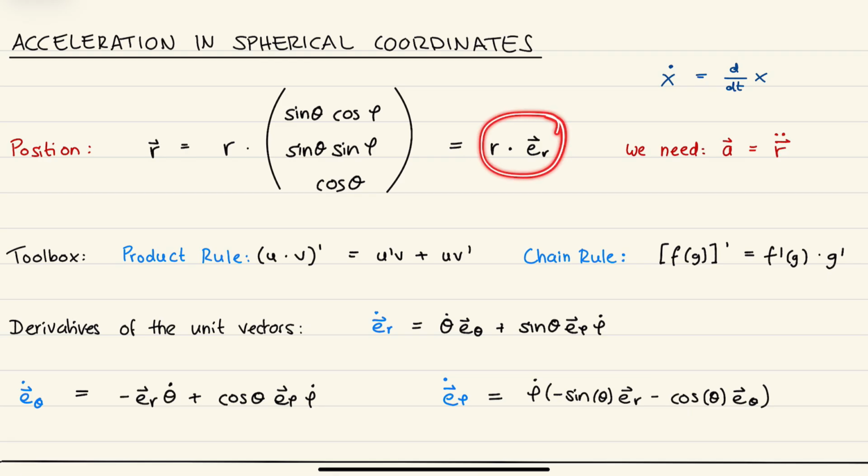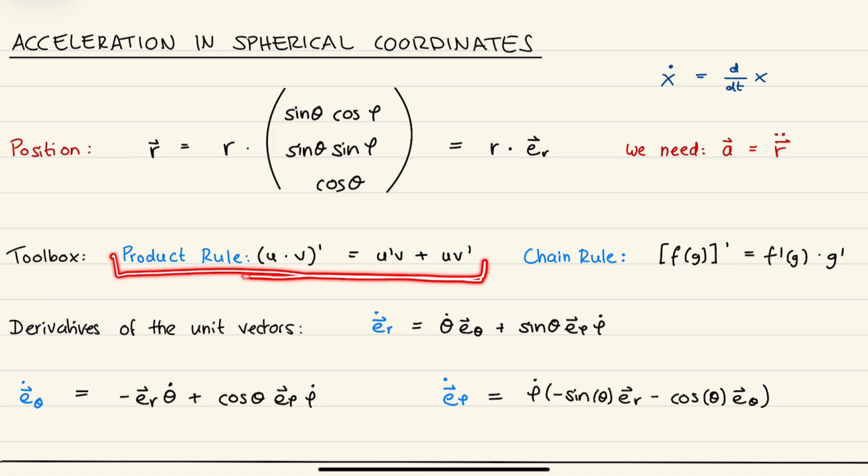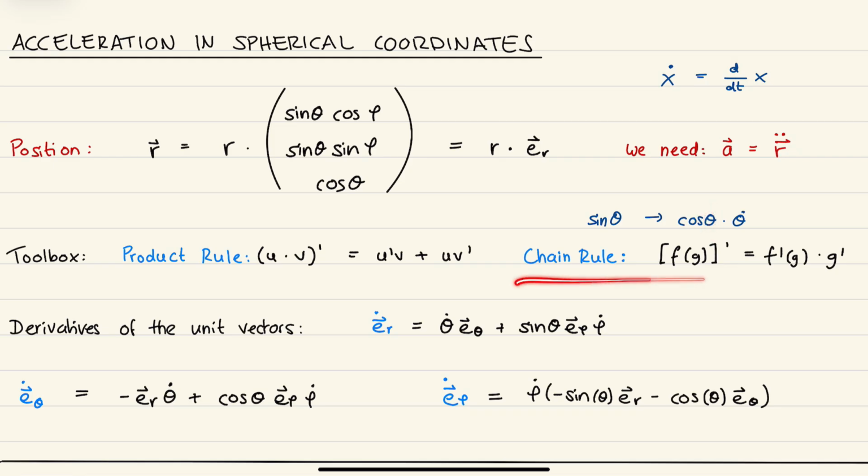In order to differentiate this thing 2 times with respect to time, we need 3 essential concepts. We need the product rule for differentiation, because a lot of the stuff we're going to be working with is clumped together via multiplication. Then we need the chain rule for differentiation, because the angles are time dependent as well in spherical coordinates. So if we have, for example, sine theta, the time derivative of that is not just cosine theta, but cosine theta times theta dot. Since theta and phi and r are time dependent, we need the inner derivative as well. So that's why we need the chain rule.